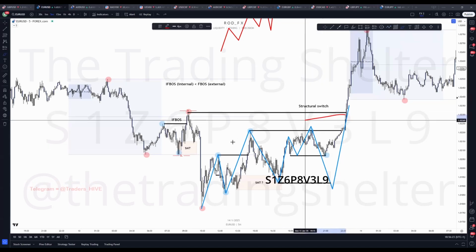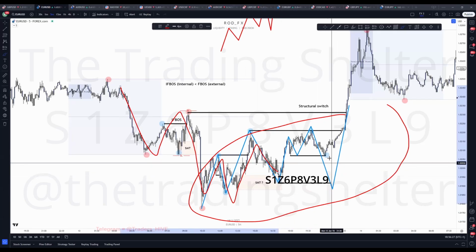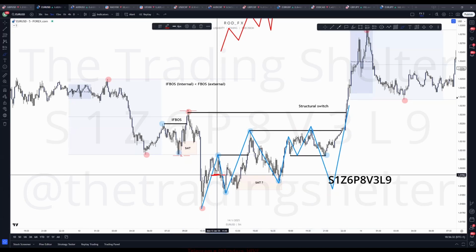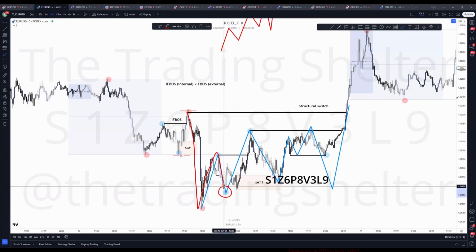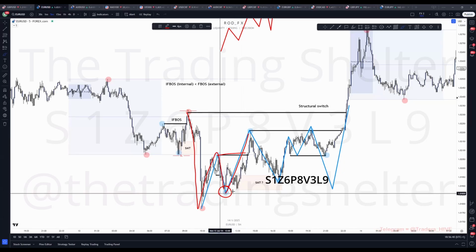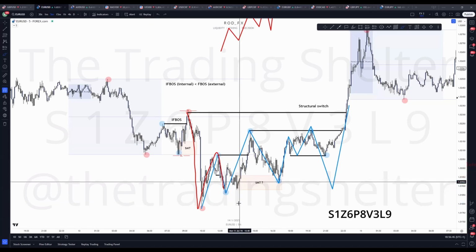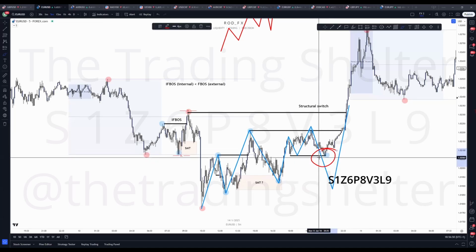You can see how it's switching. Even if it's the internal structural legs, it has already switched. Here, it hasn't. It's just continuing in the same direction. Here, it fails to make a new low. This is the first switch. We identified it earlier here. Yes or no? And this is purely on internal intraday PA.